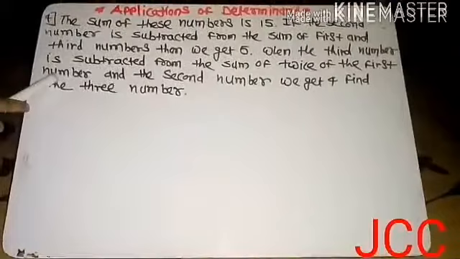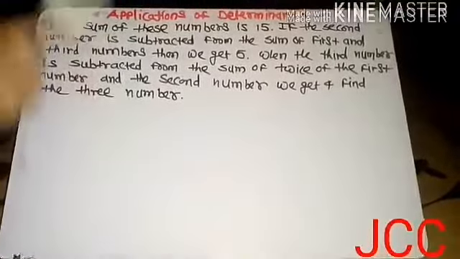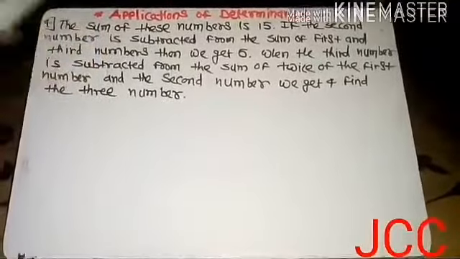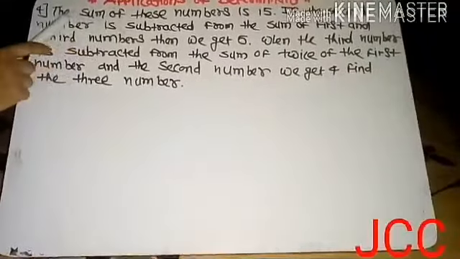Now we see the next example. That example is a word problem. In this question, information is given. Using this information, we create equations, and then by using determinant, we solve it. By using Cramer's rule, we solve it. Now look carefully. What is the question?